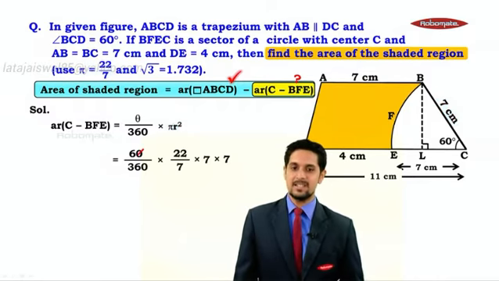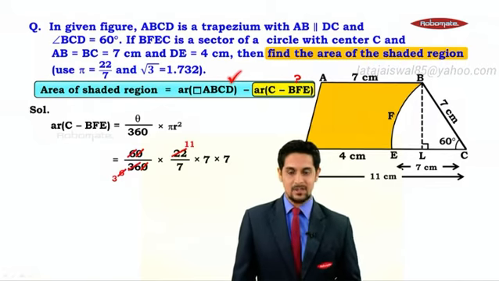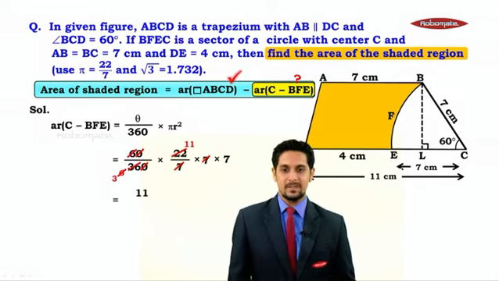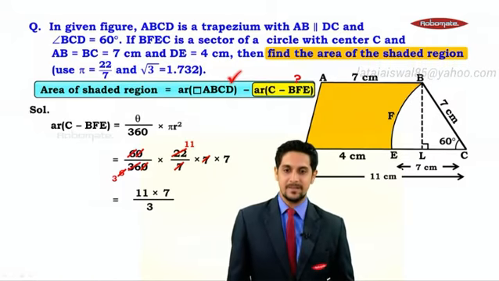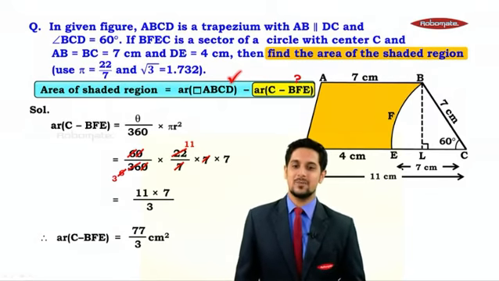On further simplification, 0 terms get cancelled. 6 into 1 is 6. 6 into 6 is 36. 2 into 3 is 6. 2 into 11 is 22. 7 terms get cancelled. So we are left with 11 into 7 upon 3, which is equal to 77 upon 3 centimeters square. Now students, we have calculated the area of the sector as well.